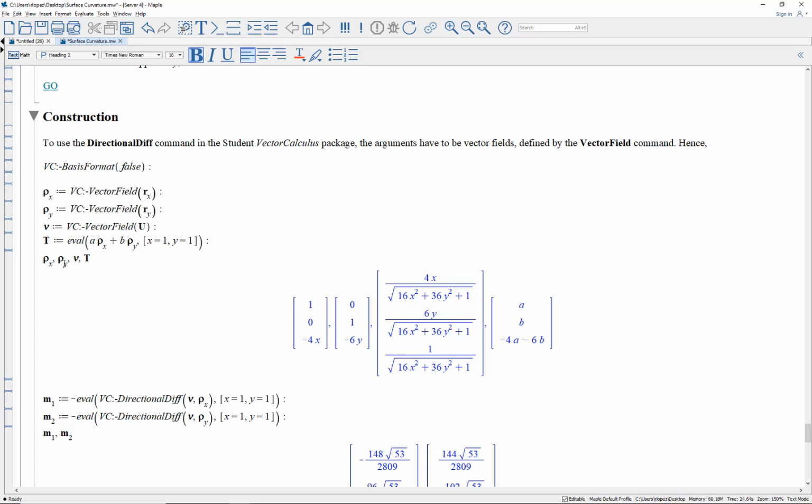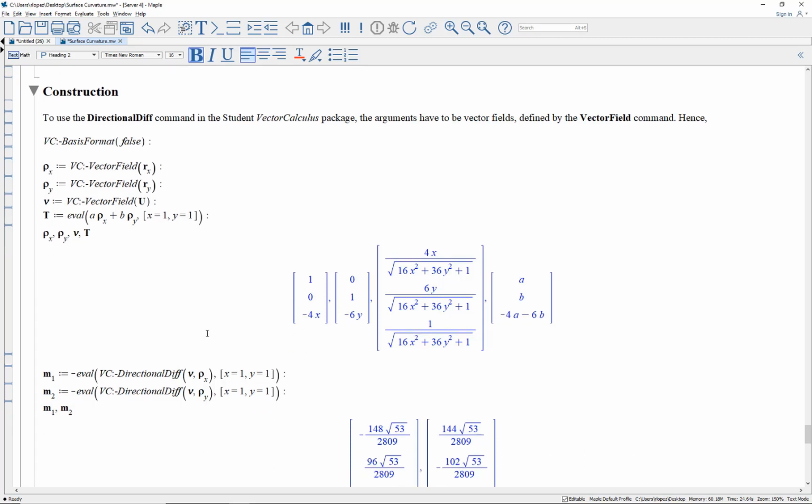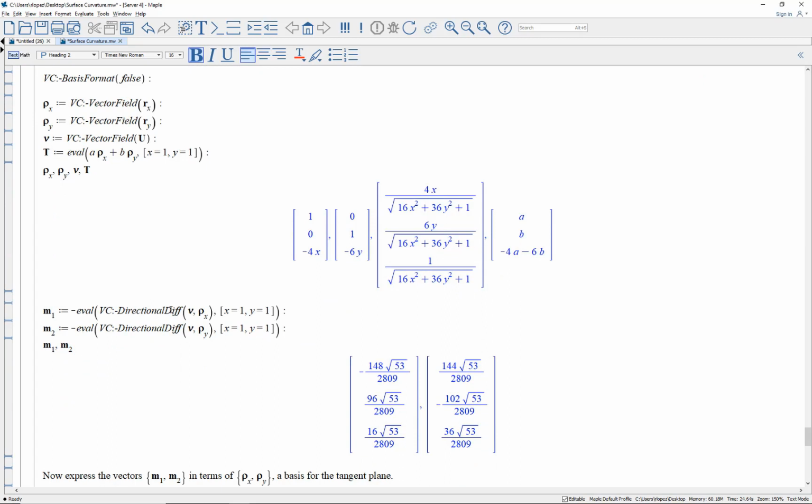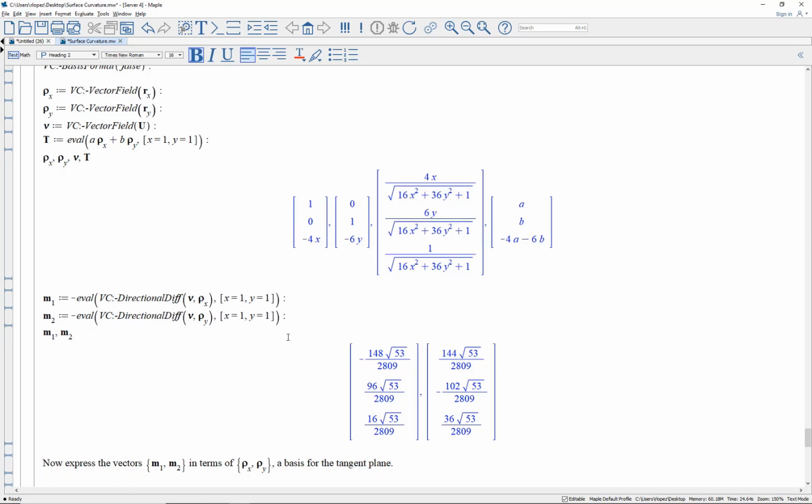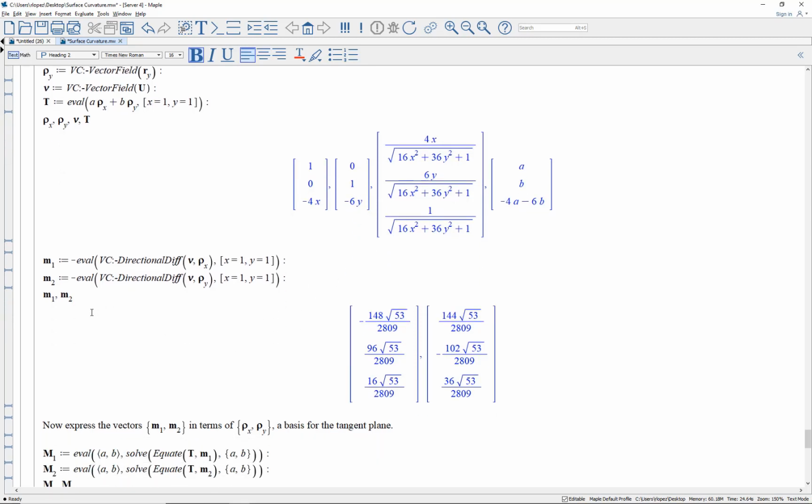Okay, so here are the vectors as vector fields. I want to take the directional derivative of this unit normal in these 2 tangent directions. So DirectionalDiff of this vector field in this direction, and I evaluate at 1, 1. Do the same for this direction. I call the resulting vectors M1, M2. You put the minus sign because the definition says you put the minus sign.